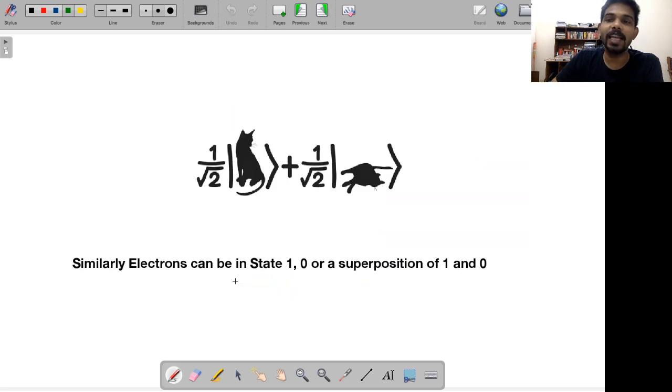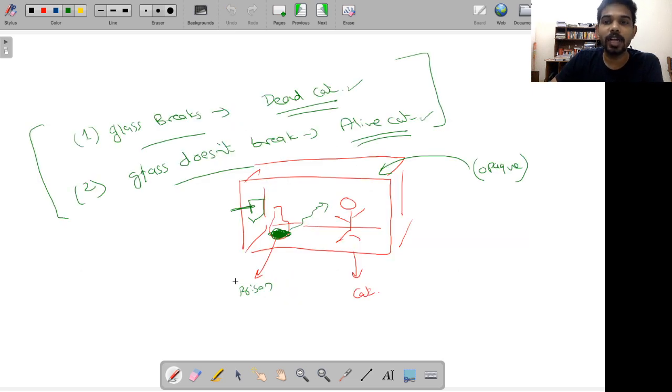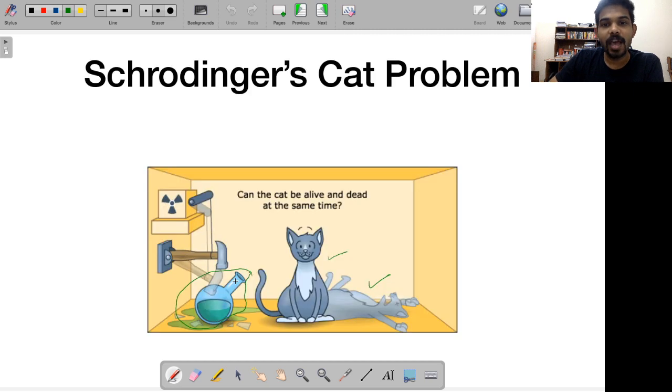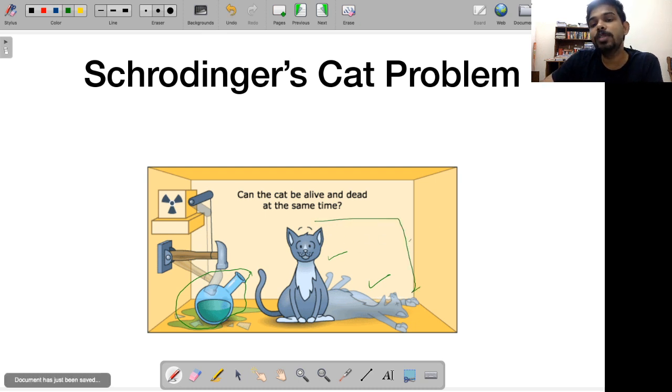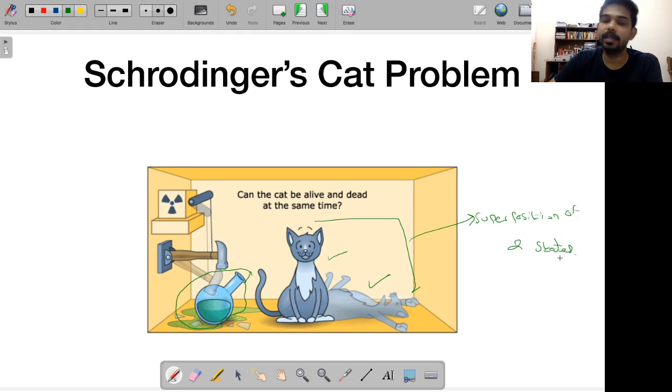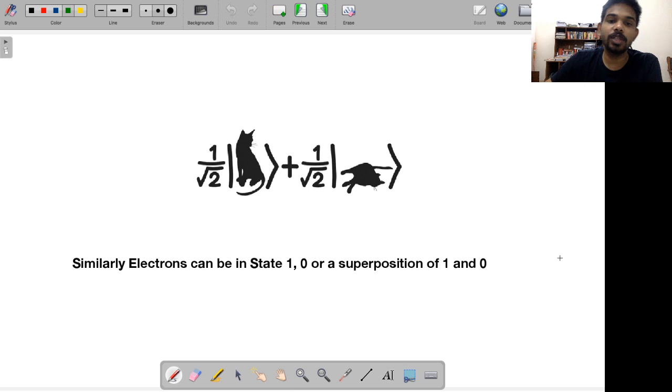That is exactly what happens in quantum mechanics also. Remember, the electron is also exhibiting this concept. It is called superposition. So as you can see, the cat is both dead and alive. So it is a superposition of two states. That's what is happening over here.